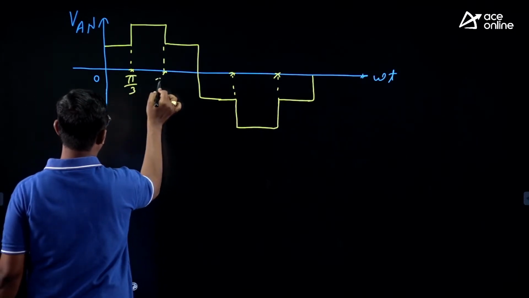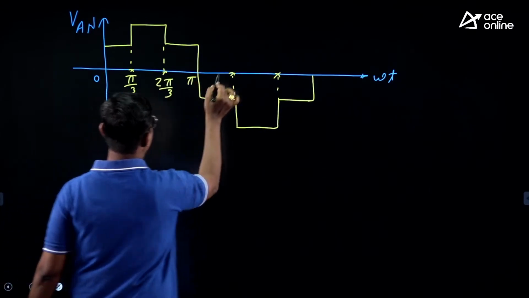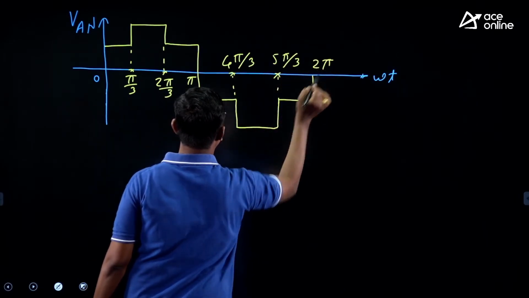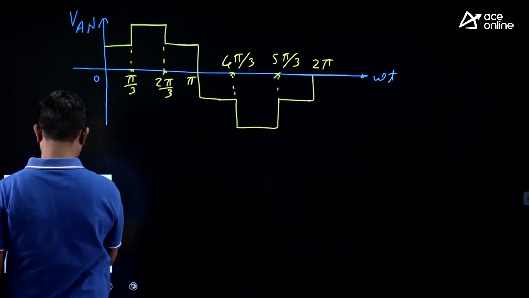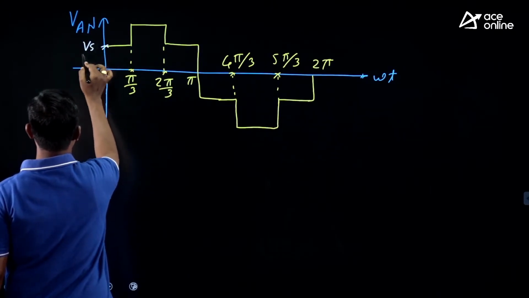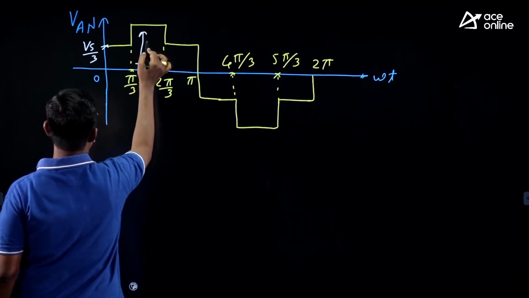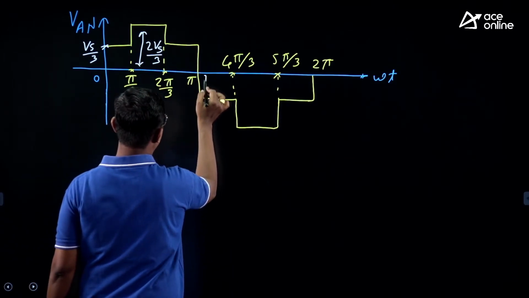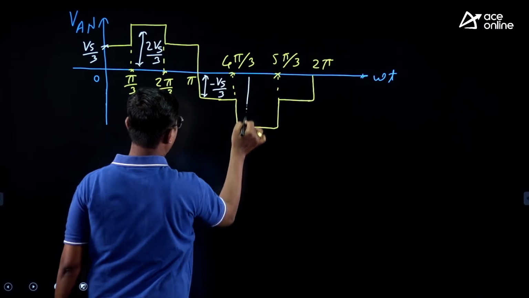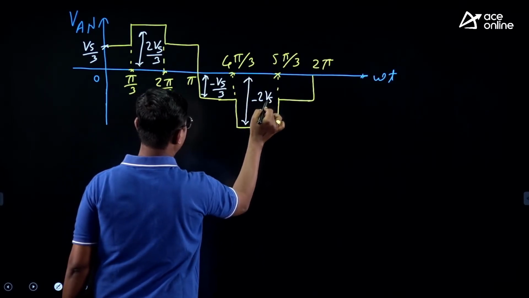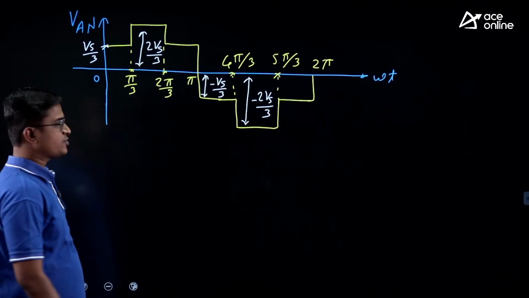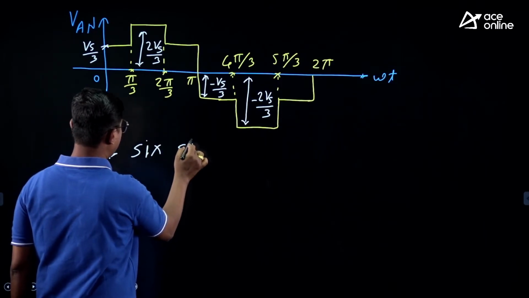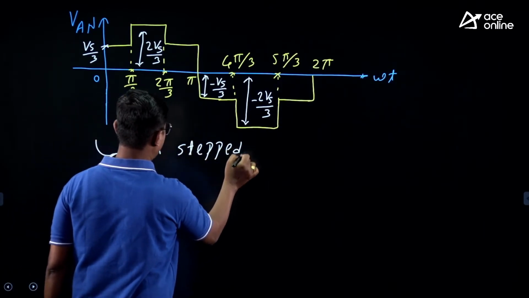This is like pi by 3, 2 pi by 3, pi, 4 pi by 3, 5 pi by 3 and 2 pi. And these amplitudes, or steps, are Vs by 3 and here it is 2 Vs by 3, right? Here it is minus Vs by 3 and minus 2 Vs by 3. So the nature of the output phase voltage is a 6-stepped waveform.